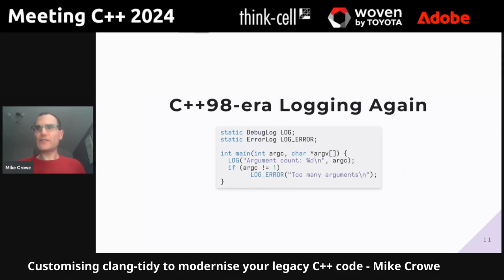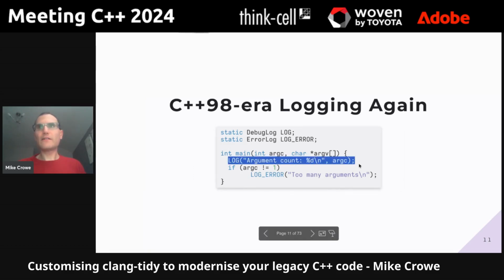So you can see that depending on the value of the debug macro, the log statement here will either emit no code at all, or it will emit code to invoke the function call operator on always log. Log error will always emit code to invoke the function call operator.